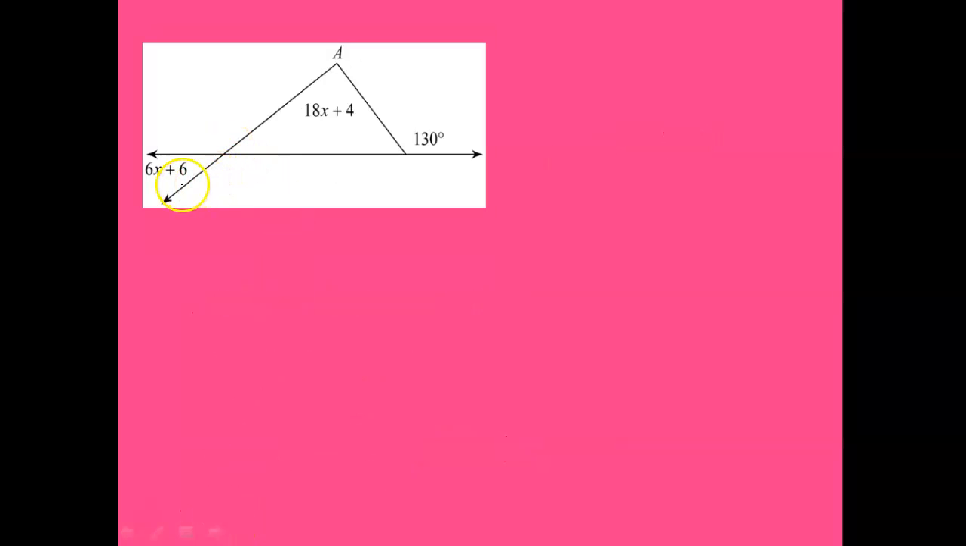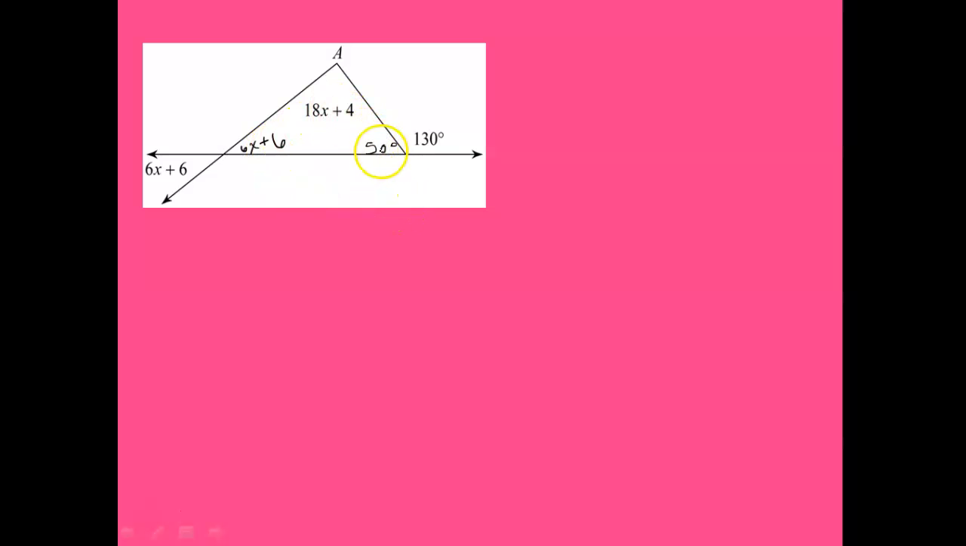You would do the same thing here. Pause the video and solve for angle A. So that means you have to solve for x first, and then you solve for angle A. All right, so here you recognize your vertical angle. So if this is 6x plus 6, so it's this angle, 6x plus 6. Now, this angle, this is not a vertical angle, but you recognize the linear pair. So if this is 130 degrees, this angle is 50 degrees.